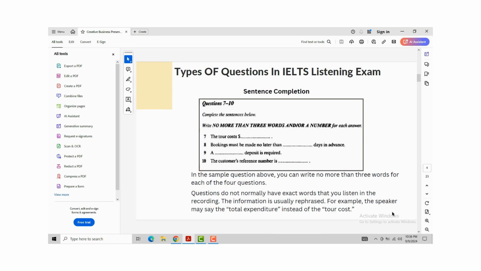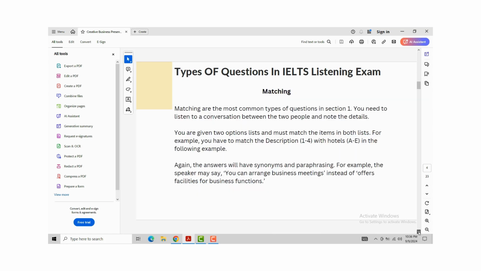So this is the first type of question, sentence completion. Moving on to question type number 2, matching. Matching is the most common type of question in section 1. You need to listen to a conversation between 2 people and note the details. You are given 2 lists and must match the items in both lists. These types of questions are very common in your school exams as well. You are given a list on one side and another list on the other side, and you have to match the similar items or things.